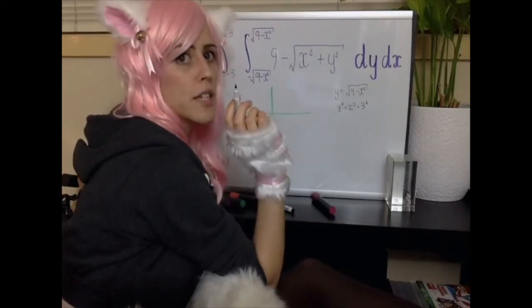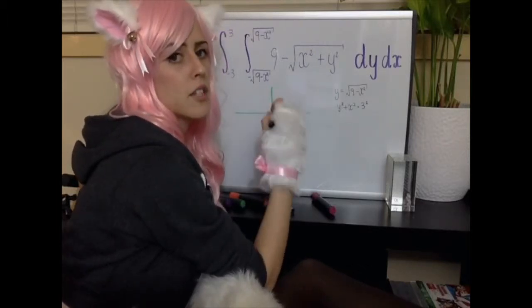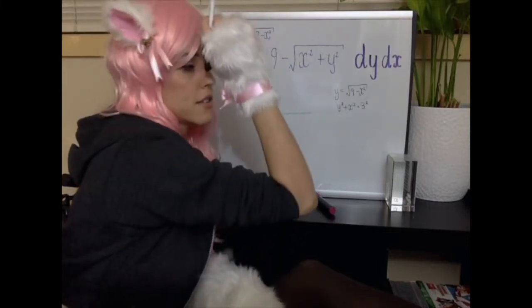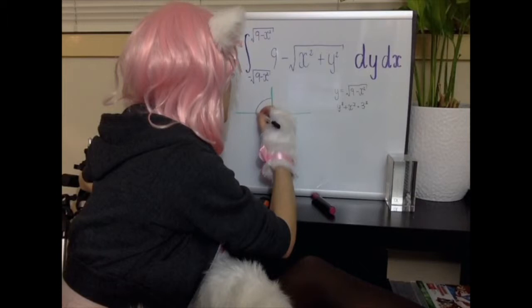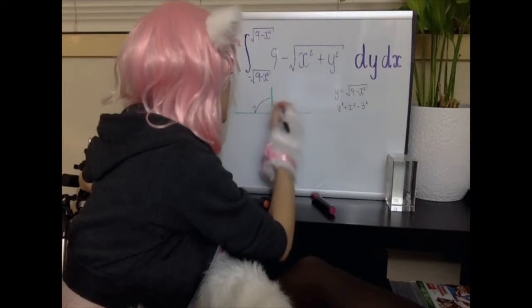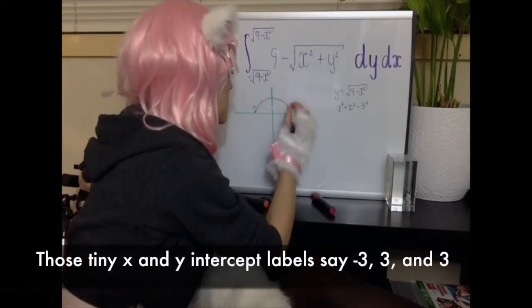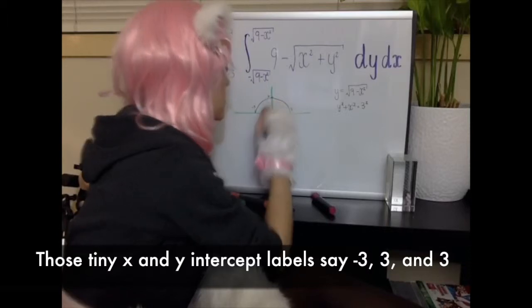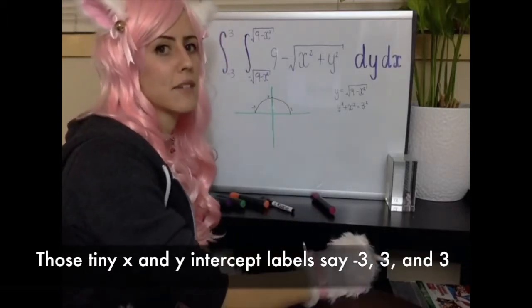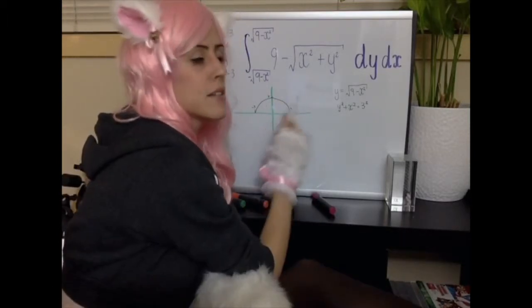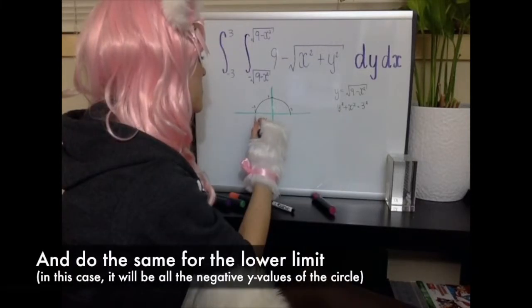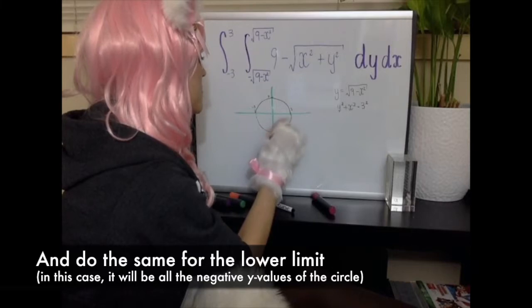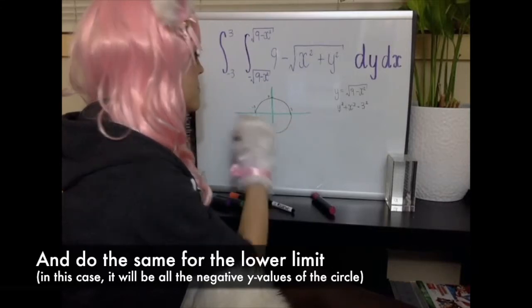Remember, it's only the positive values, so that's going to be above the x-axis. It's going to look something like that. You can see that that's the upper limit because it's only taking on positive values. Like that.